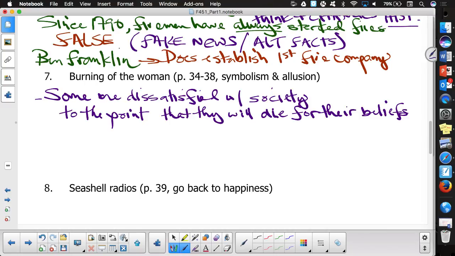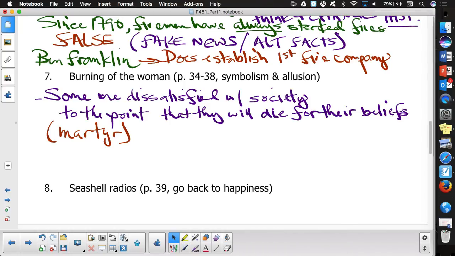You're a martyr. We might say that saints are martyrs or that certain people would be martyrs, but she kind of comes off now as being a martyr because she's willing to die to go along with the books. She's not going to come out of the house. Couple things with this scene.